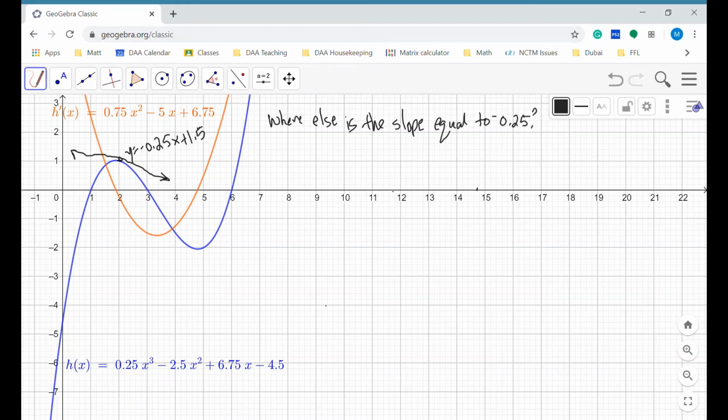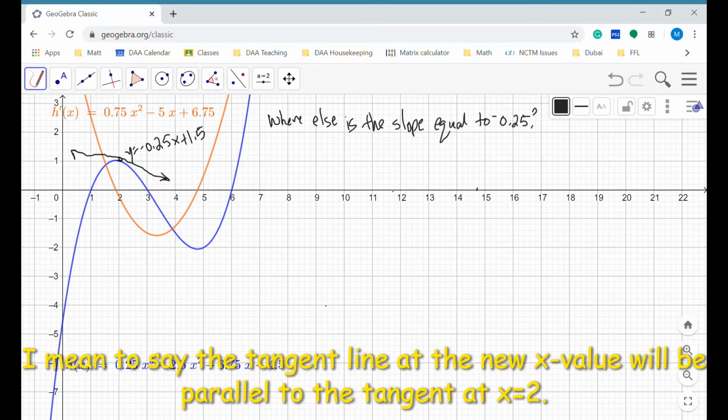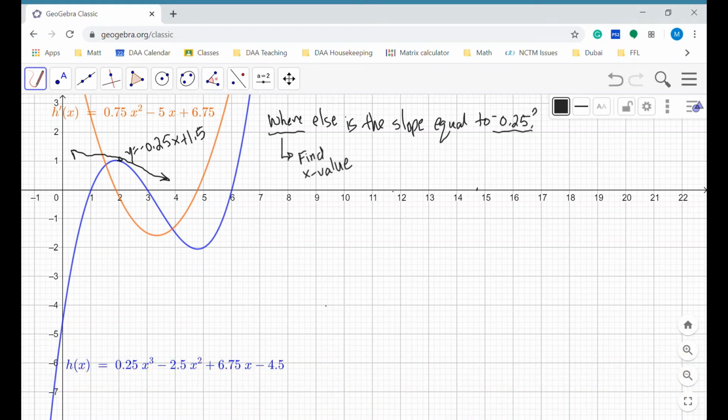Somewhere along this line, the slope is again negative 0.25, which would make the tangent line at that x value that we're looking for have the same slope as the one that we've already found. And it's asking where. Anytime you see the word where, that means you want to find an x value. We've already got one. We already figured out that one place where it's equal to negative 0.25, and that happened at 2.